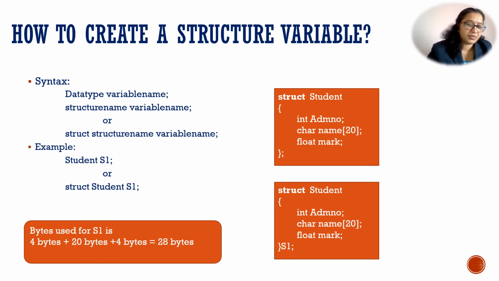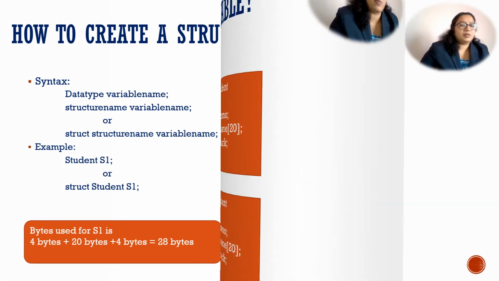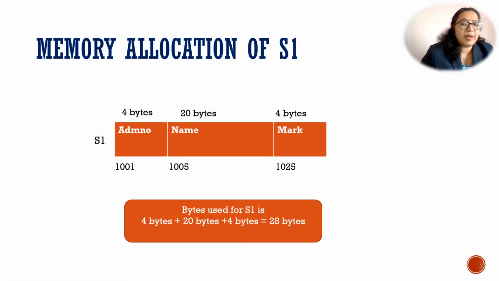Understood now? Okay. See the memory allocation of S1. S1 is the name for this big block, and admission number is the first column name. Name is the second column name. Mark is the third column name. And see the bytes: admission number 4 bytes, then name 20 bytes, then mark 4 bytes.